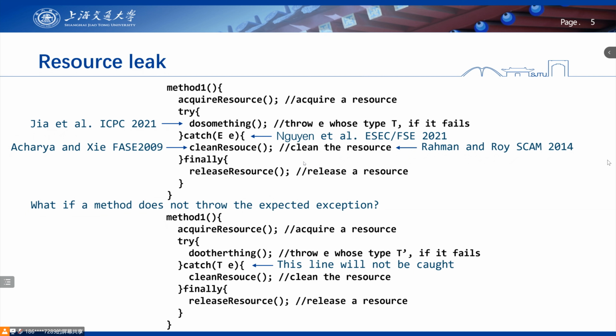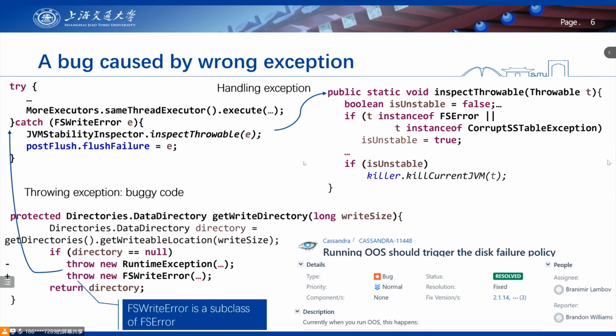My question is that, what if a method does not throw the expected exception? In this example, the doOthers method throws a different type of exception. Its errors will not be handled. It can cause resource leaks.